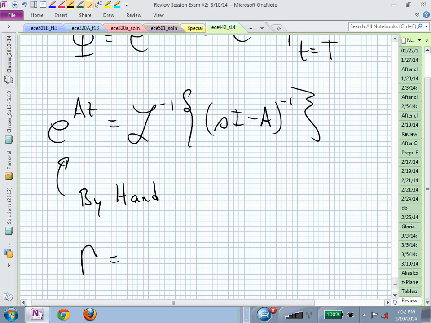Gamma, boy, that's a terrible gamma, so let me correct that. Gamma is the input matrix, and you need this e to the At to compute gamma. That's this integral from 0 to the sample period, e to the A, some variable of integration, eta, B d eta.